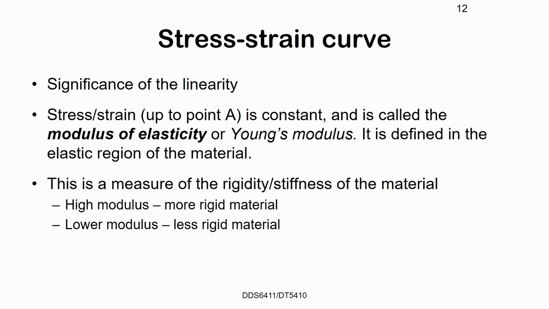And the slope of that linear relationship is called the modulus of elasticity or Young's modulus. So it defines the stiffness of the material. So the steeper the slope, the more force you need to create a particular strain. So the material is stiffer. If you have a low slope, you don't need as much force or stress to create the same amount of strain. So the material is more flexible. So it's a property that engineers use a lot. Everything is about forces.